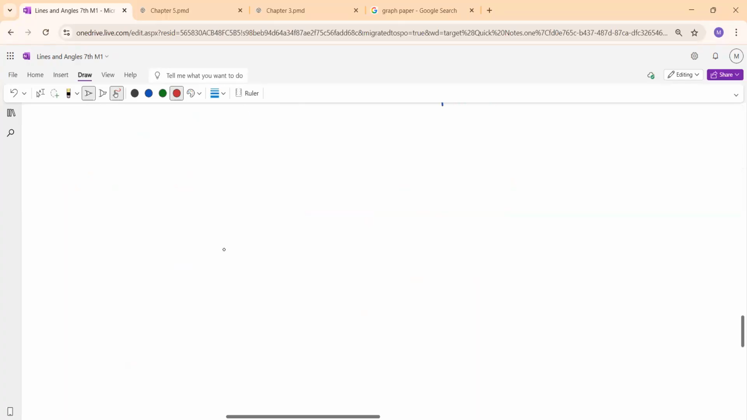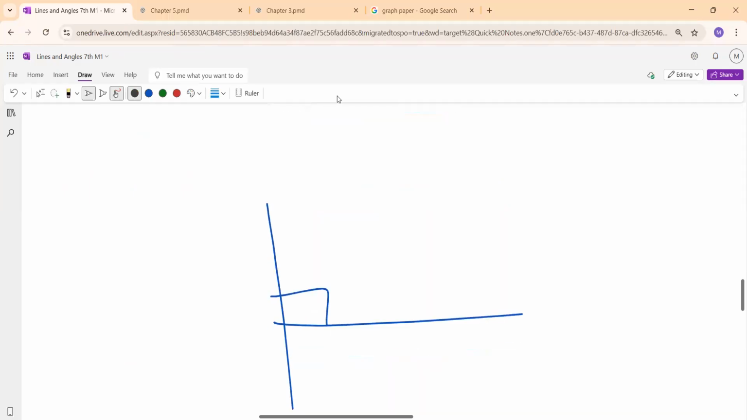Yes, Halima. Sir, in perpendicular lines, how will we understand if it is at 90 degrees? Actually, it would be given in the question. It would be given like this box. They give a box. Even in a right angle triangle, they give it like this, right? They show it like this.